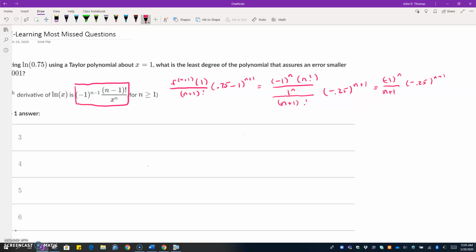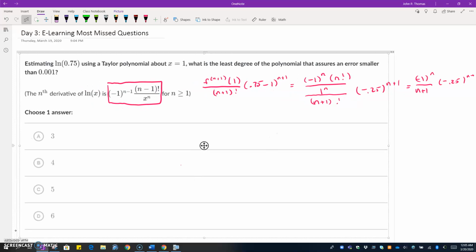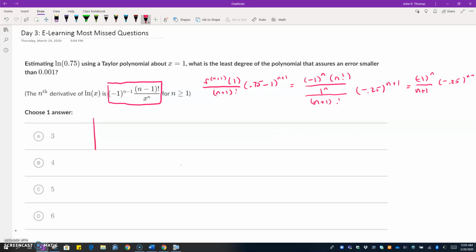Now, since we're not alternating, we're going to have to use Lagrange error bound, which means that we're going to have to find the absolute value of the n plus 1 term. But we're going to shift one little thing, and find the n plus 1 derivative at some value z, instead of the center. It might be the center, but it doesn't have to be. That's still going to be over n plus 1 factorial, and we're still going to multiply that by our negative 0.25 to the n plus 1, because that's still the value we're estimating minus the center.